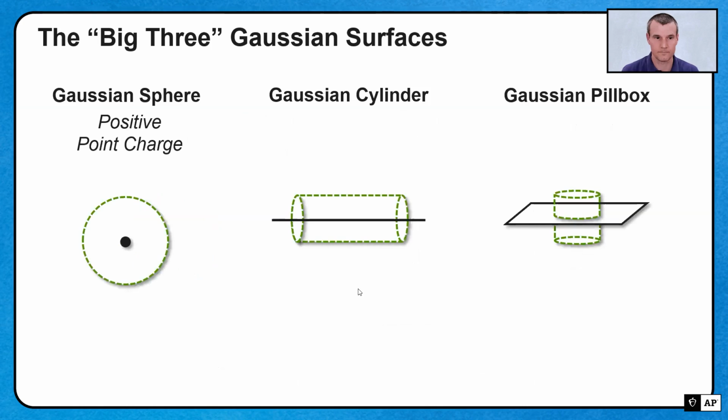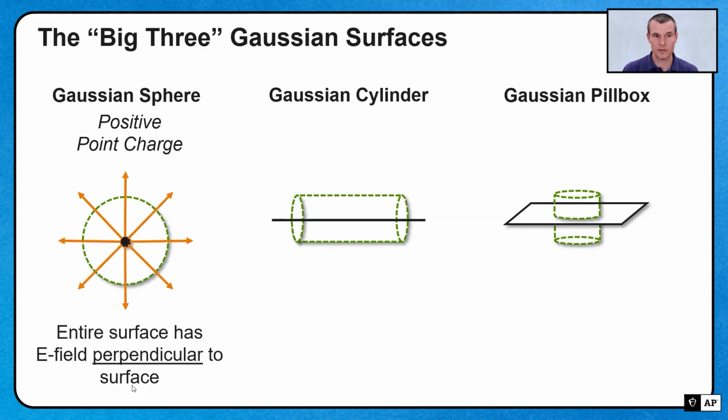Let's see what this looks like. So we have a Gaussian sphere around a positive point charge. It would look something like that. Our E field lines would be going outward through this Gaussian surface, which is just an imaginary surface that exists there. And at every single point, the electric field would be perpendicular to the surface. Again, perpendicular to the surface means that the angle between the area vector and the E field vector would actually be 0. So this is maximizing the flux.